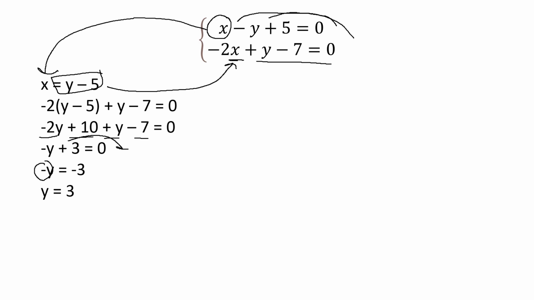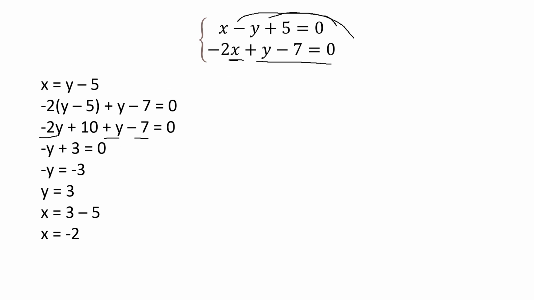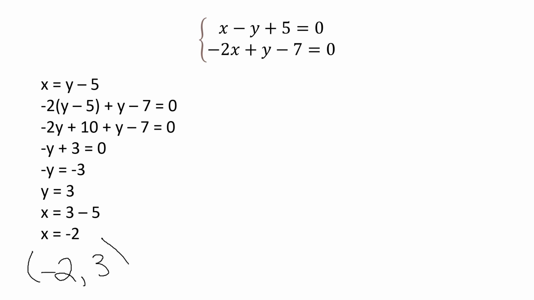After I do that, I have to plug that back in to solve for x. Well, I know that x is y minus 5. So I'm going to just replace or substitute that value in. So x is 3 minus 5, because y is 3. 3 minus 5 is negative 2. So my answers are x equals negative 2, y equals 3. Now that's using substitution. I solve for either x or y and then substitute the value in.